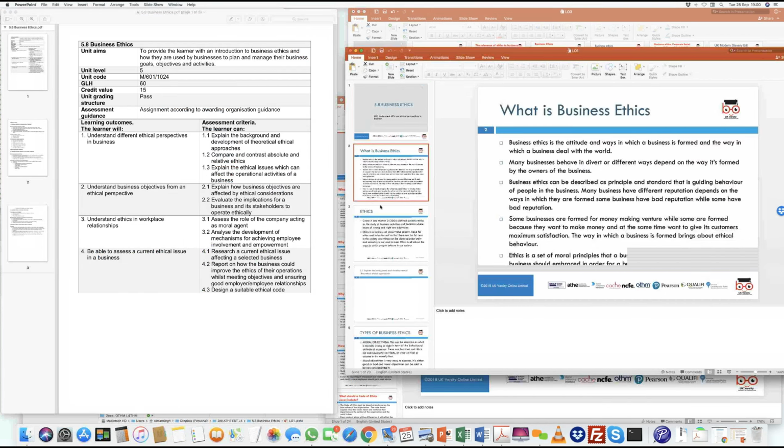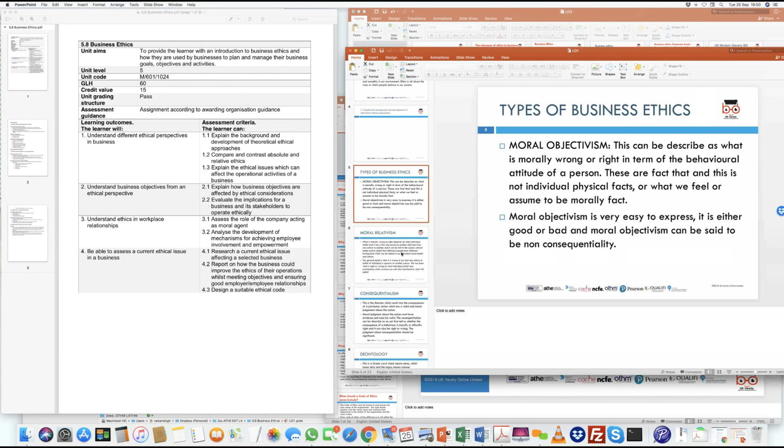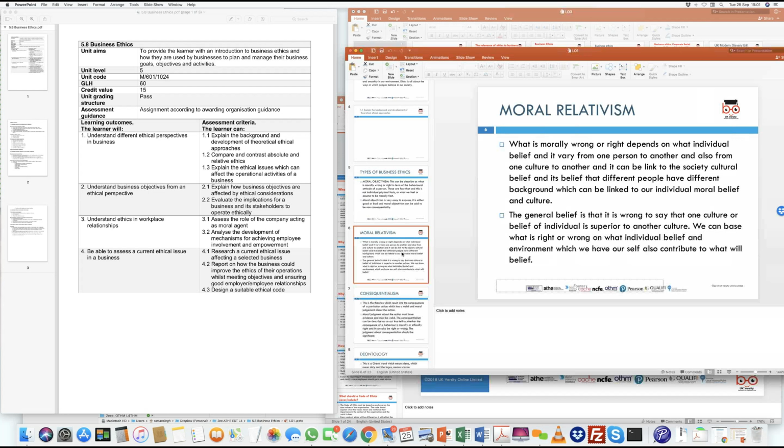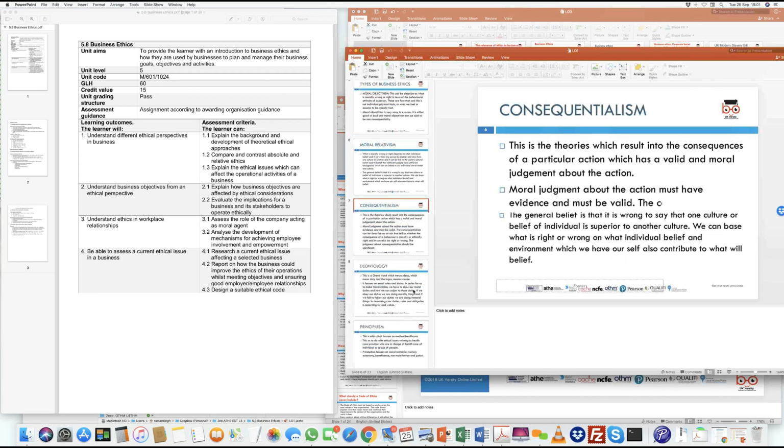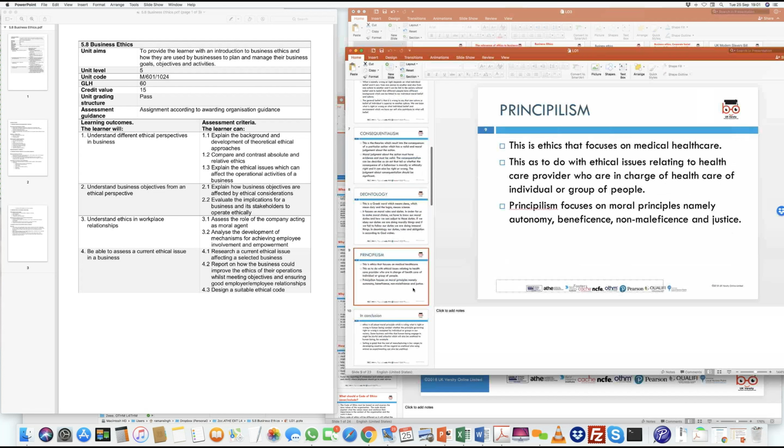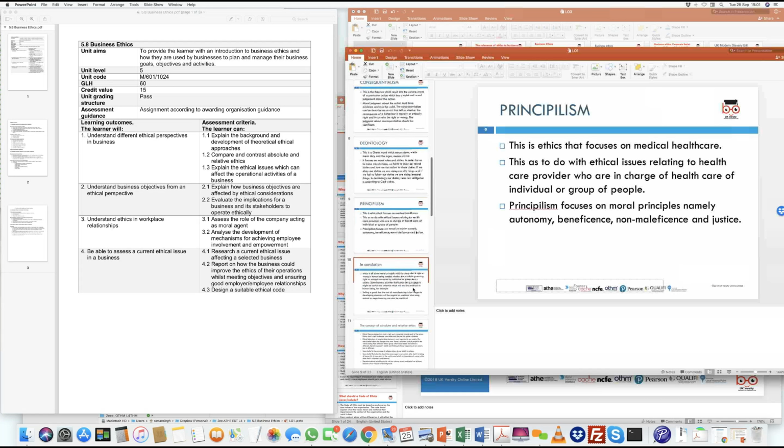And then in the first learning outcome, we studied the types of business ethics. There are two types: moral objectivism and moral relativism. Within that, we studied various types which have been discussed over the years. And in conclusion, we looked at how they help in defining the moral principles or guidelines which businesses are able to create while conducting their business activities to engage in selling their products and services to consumers.